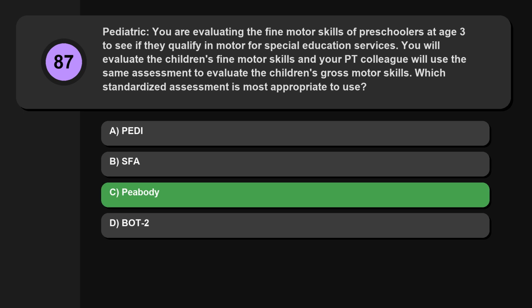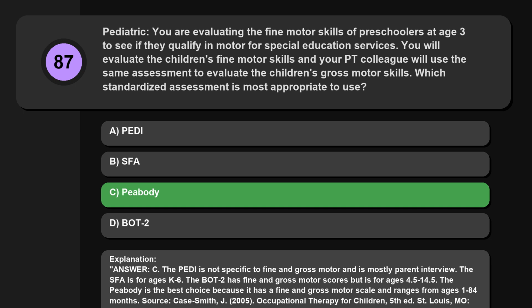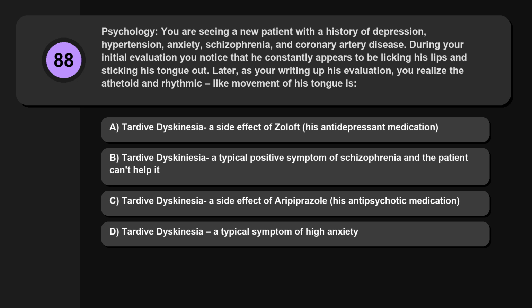Peabody. Answer C. The PEDI is not specific to fine and gross motor and is mostly parent interview. The SFA is for ages K to 6. The BOT2 has fine and gross motor scores but is for ages 4.5 to 14.5. The Peabody is the best choice because it has a fine and gross motor scale and ranges from ages 1 to 84 months. Source: Case-Smith, J. 2005. Occupational Therapy for Children, 5th edition, St. Louis, Missouri, Elsevier Incorporated.